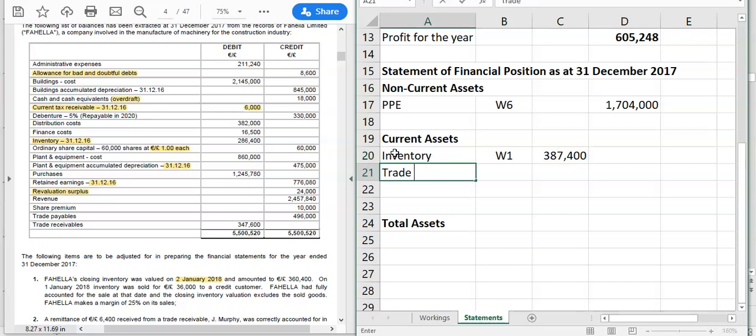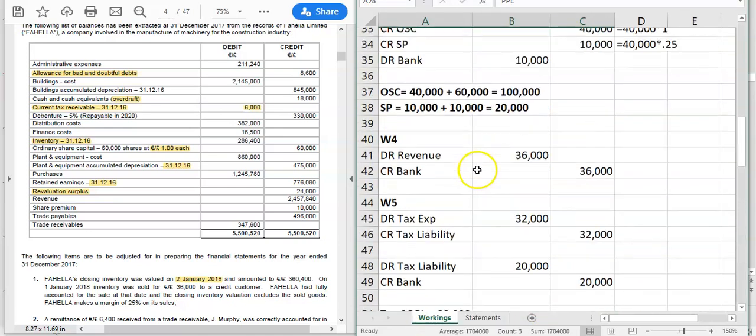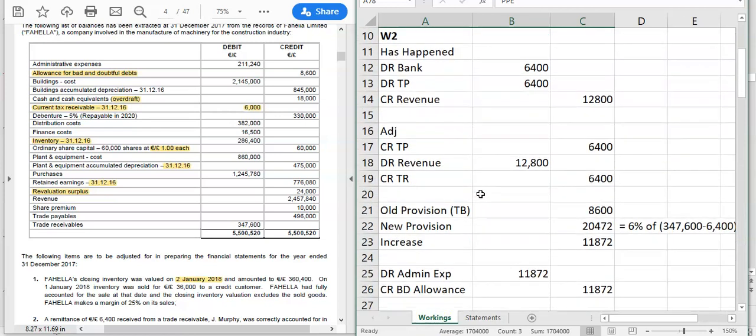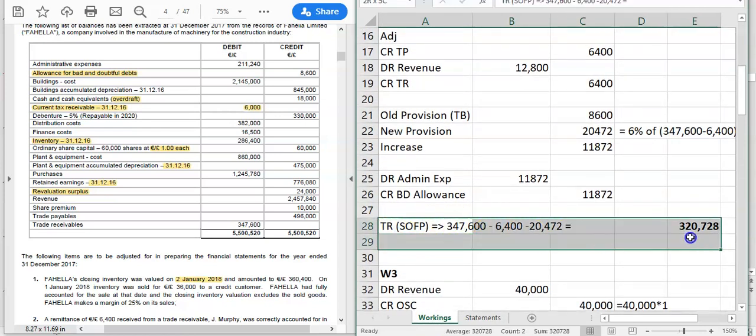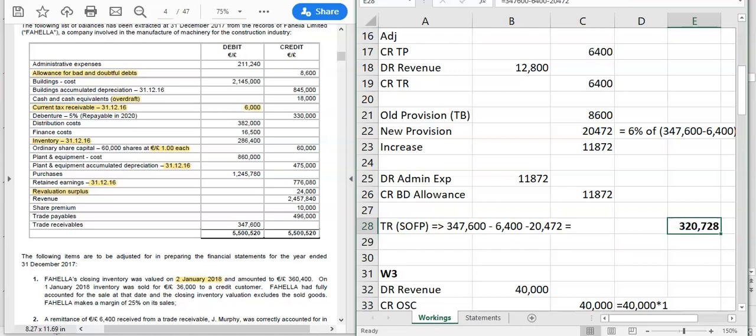You have trade receivables from working 2. Just be careful now if you want to go back up to trade receivables in working 2 with a number of adjustments. The trade receivables, as we've done the subtotal, is 320,728.